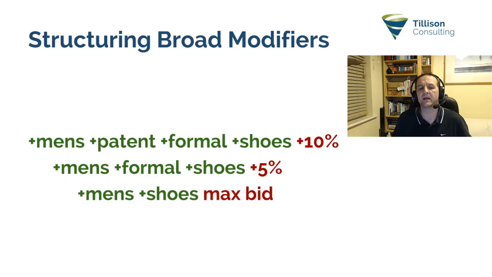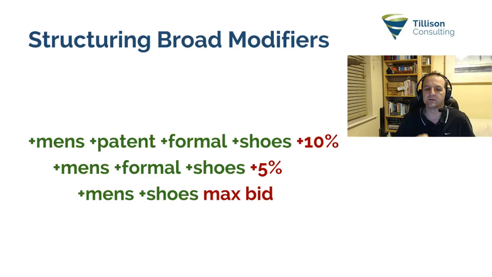The next one down from that is men's formal shoes, and we want to bid slightly less than the top term there, and then men's shoes at the bottom. That's kind of your maximum bid for a broad match modifier. So again, we're attracting traffic away from men's shoes towards men's formal shoes, and we're attracting traffic away from men's formal shoes to men's patent formal shoes, or any other variations.